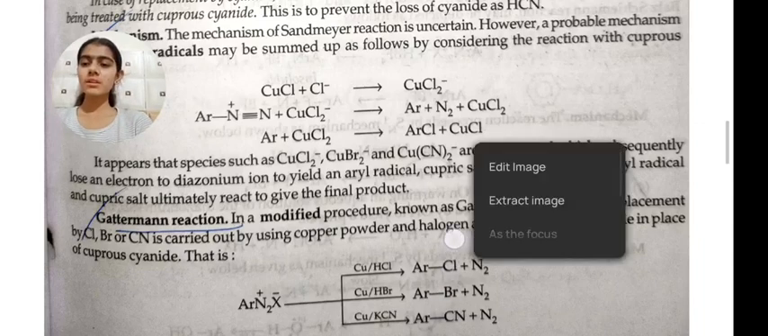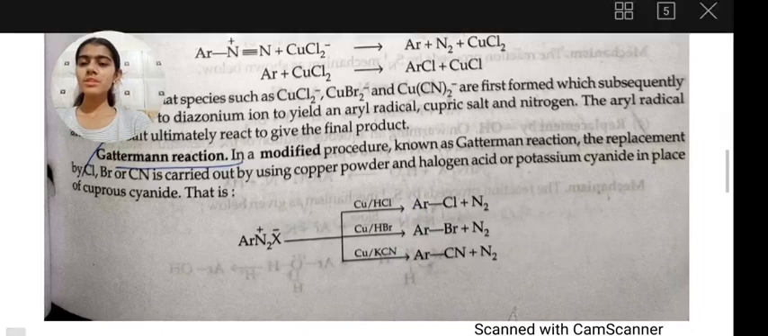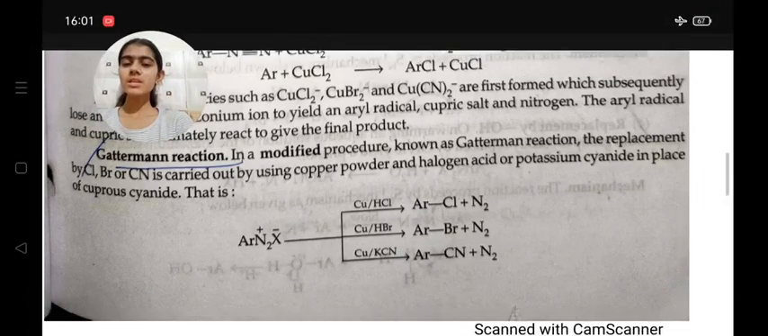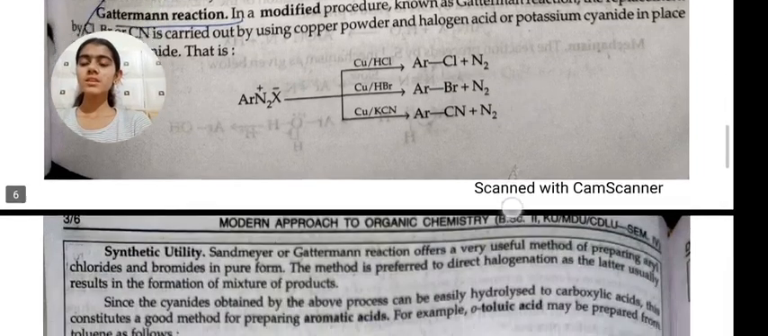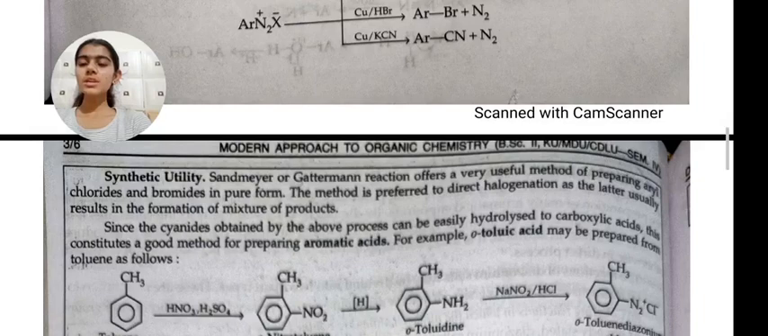Gattermann reaction. In a modified procedure known as Gattermann reaction, the replacement by Cl, Br or CN is carried out by using copper powder and halogen acid, or potassium cyanide in place of cuprous cyanide. These are the reactions. Synthetic utility.